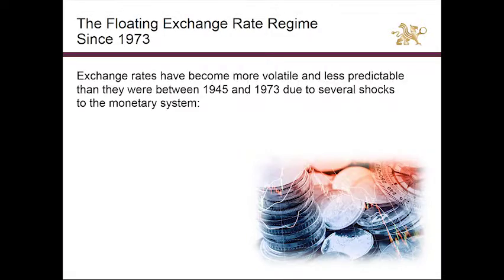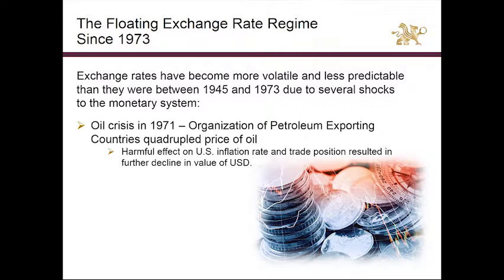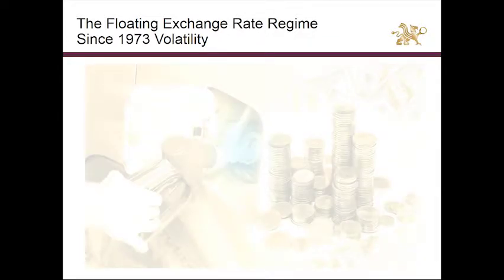Since March of 1973, exchange rates have become much more volatile and less predictable than they were between 1945 and 1973. This volatility has been partly due to a number of unexpected shocks to the world monetary system, including the oil crisis in 1971, when the Organization of Petroleum Exporting Countries, OPEC, quadrupled the price of oil. The harmful effect of this on the U.S. inflation rate and trade position resulted in a further decline in the value of the U.S. dollar.